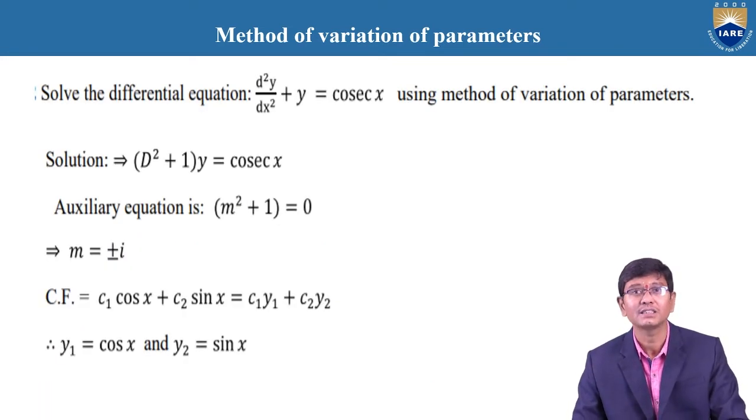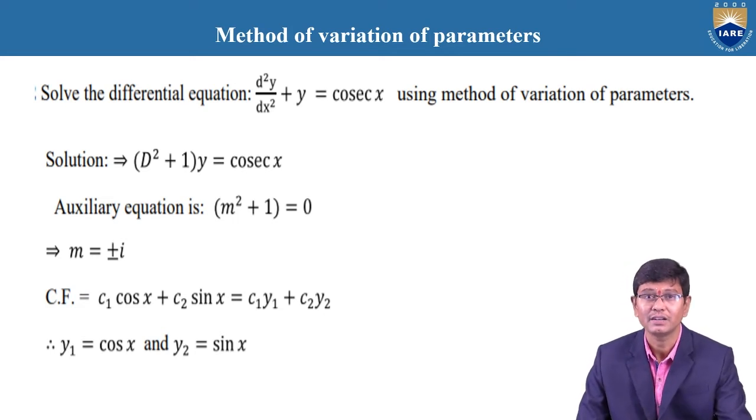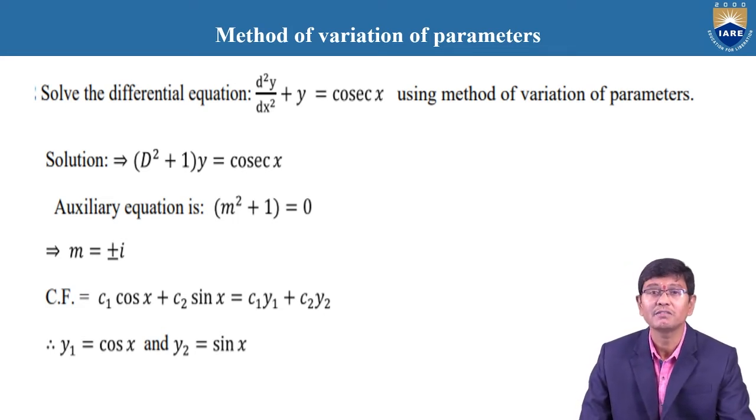Now we will discuss one problem based on this method: solve the differential equation d squared y by dx squared plus y is equal to cosecant x using the method of variation of parameters. According to this method, first we need to find the complementary function, y CF.